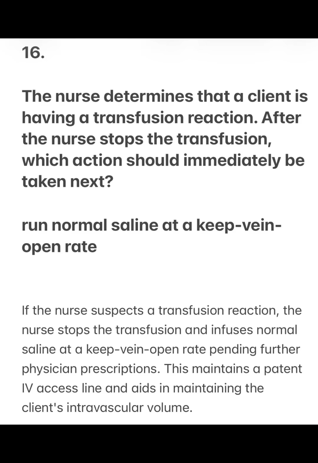If the patient is having a transfusion reaction, the nurse must stop the transfusion. And what can you do next? The nurse is going to run normal saline at a keep vein open rate. This maintains a patent IV access line and aids in monitoring the client's intravascular volume. And also, if the doctor gives you any orders, you can give them that way. So that's why you keep the line open.